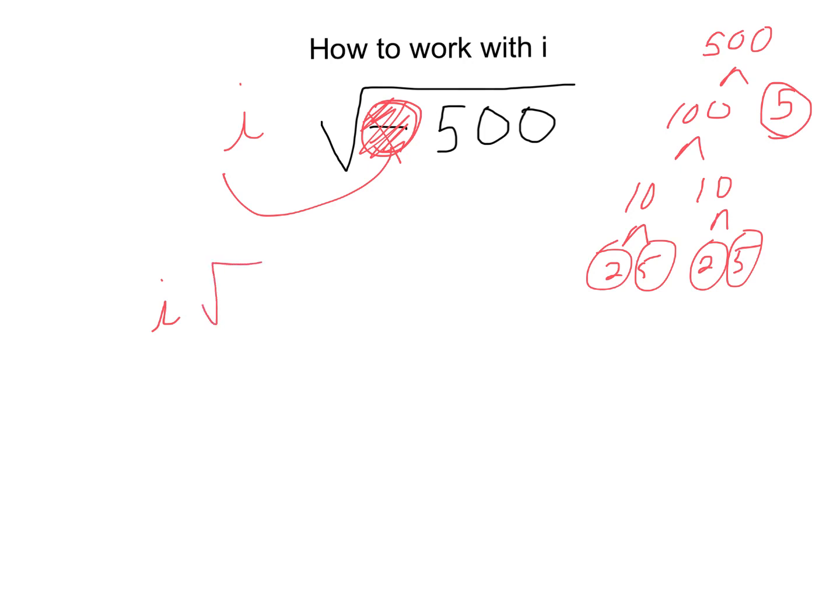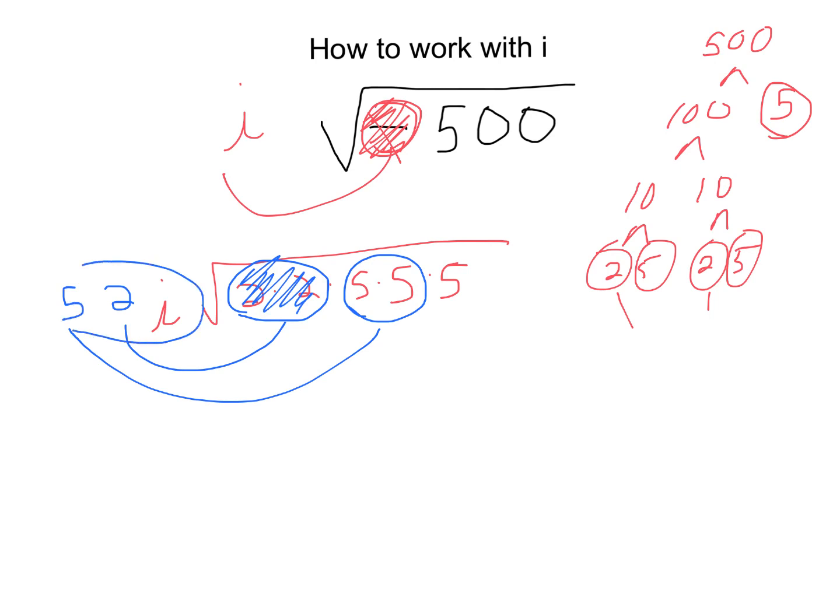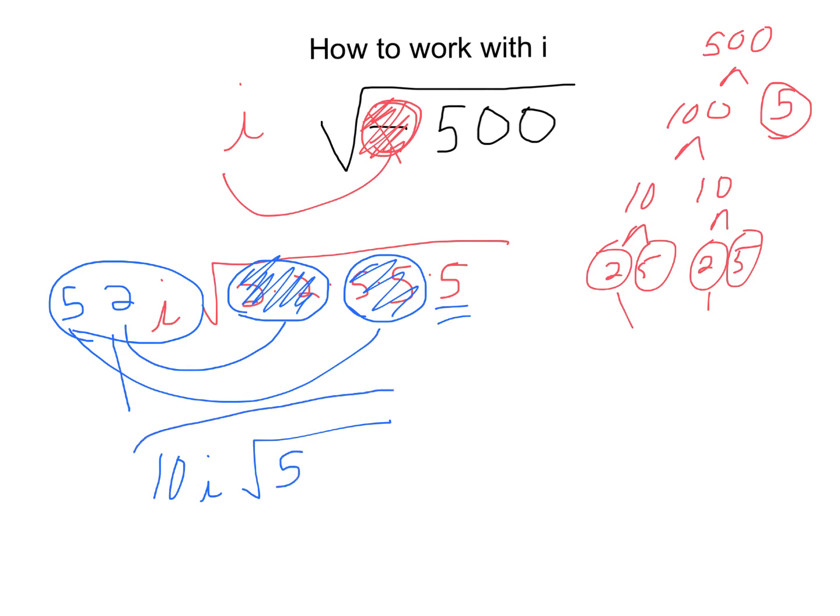We have i radical 1, 2. We got 2 2s, and I got 3 5s. All right. Now let's break out our groups. A set of 2s will come out. I also got a set of 5s. Okay. So we'll multiply this all together. So 2 times 5 is 10i radical. Now all that's left inside the radical is the 5. And there it is.